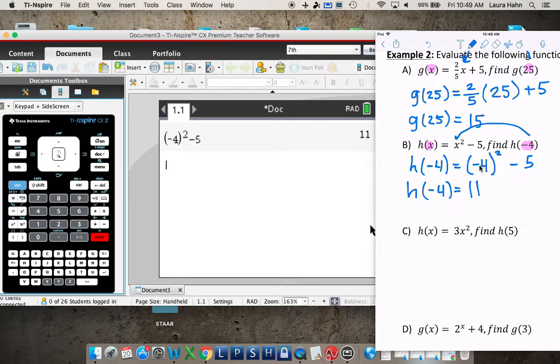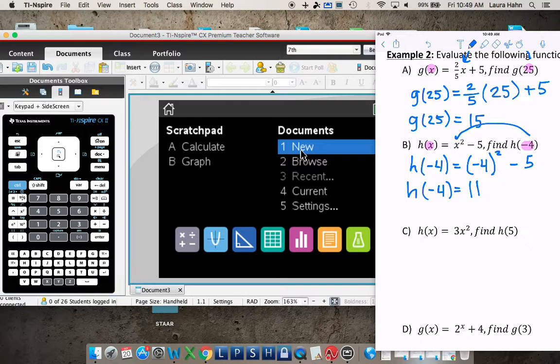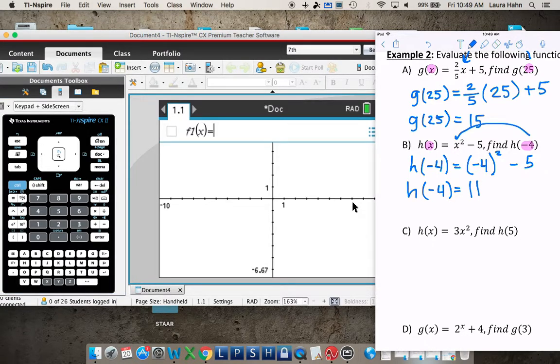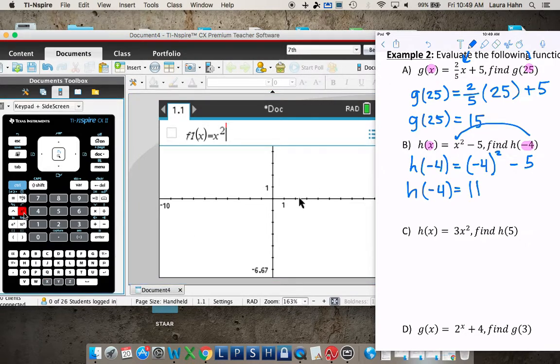All right, let's try it on the calculator now by graphing. So I'm going to go to the home screen. New document always, never save, go to graph. Okay, so this time, remember, you type in exactly the equation it gave you. So I'm going to type in this x squared minus 5. x squared minus 5.